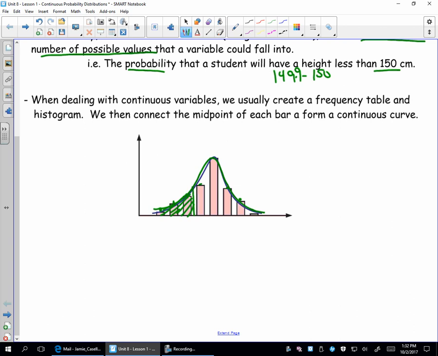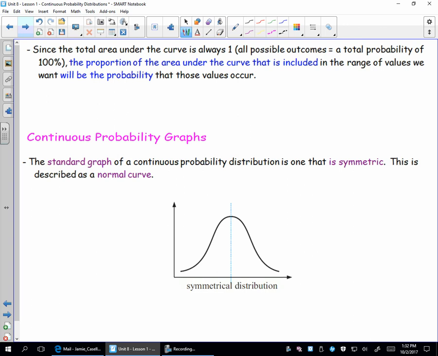Okay? The nice thing about these curves is they always add up to 1. The area underneath them has to be 1 because all the different probabilities. So that proportion that's included in our range will be the likelihood or the proportion probability percent that we want to discuss. Okay, so let's take a look at these graphs in a little bit more depth.